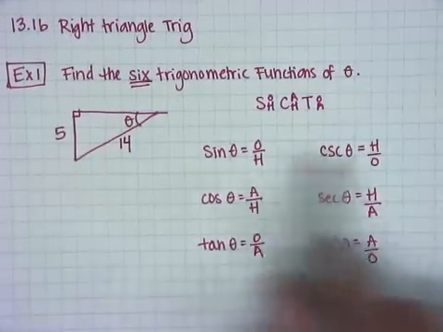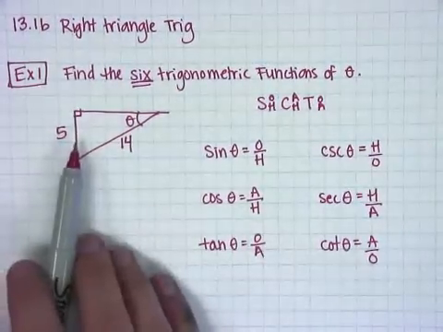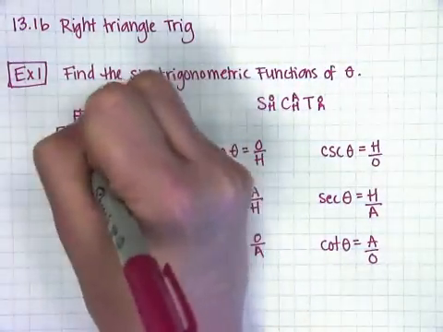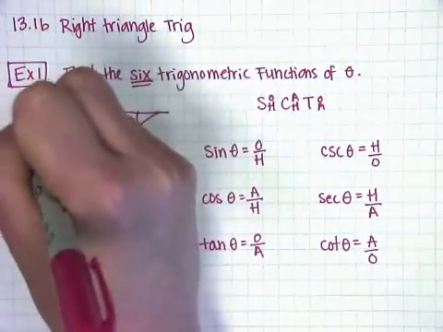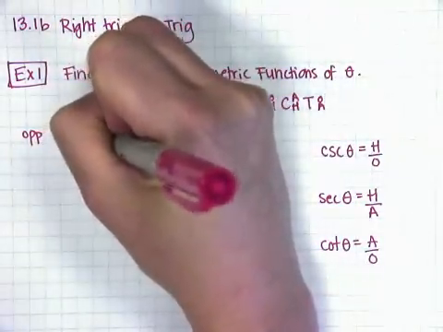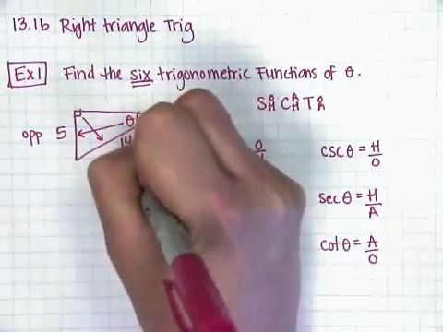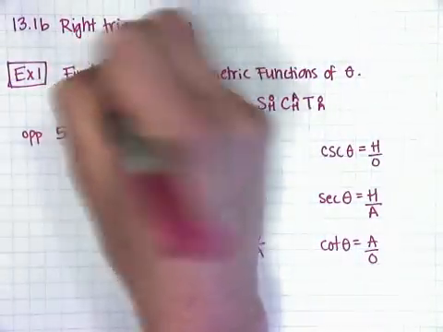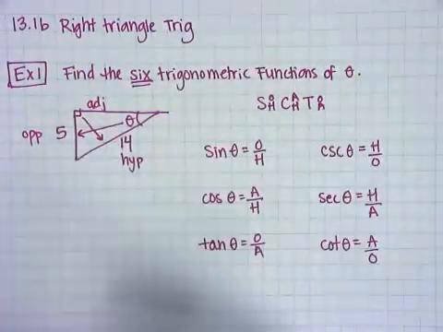So now that I have these written out, I need to go over to my triangle and find my opposite, my adjacent, and my hypotenuse. So opposite of my angle theta is my opposite side. Opposite the right angle is my hypotenuse. And my adjacent side I don't have right now, so I'm going to have to find my adjacent side.